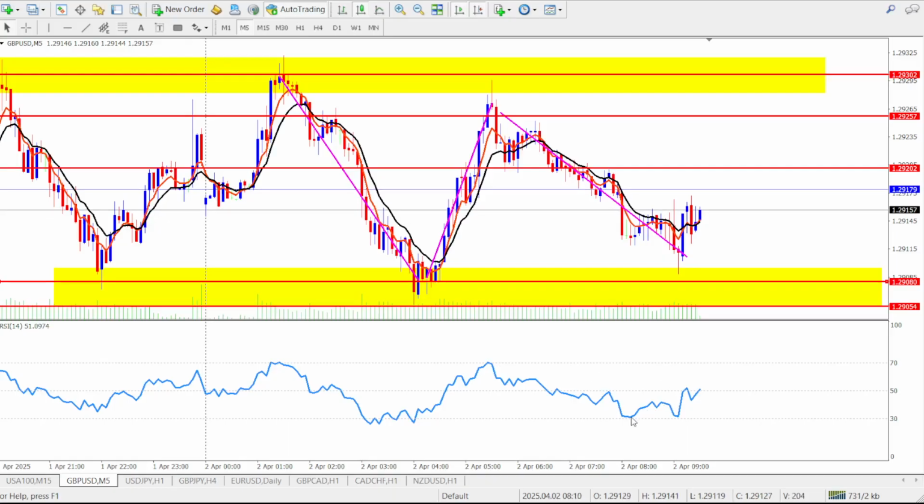Then, as for the sell, just make sure that RSI is below 50, but not in oversold. All right, for same reason.